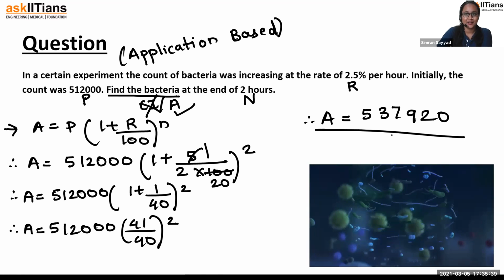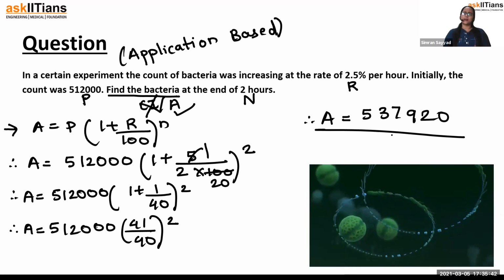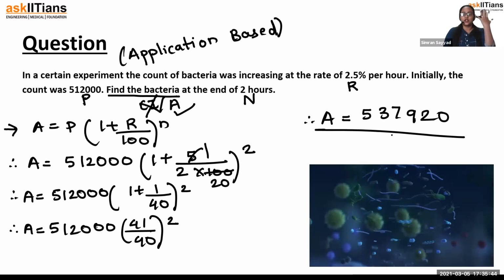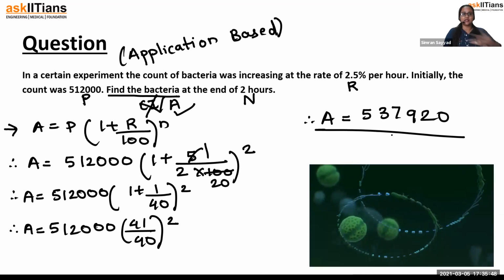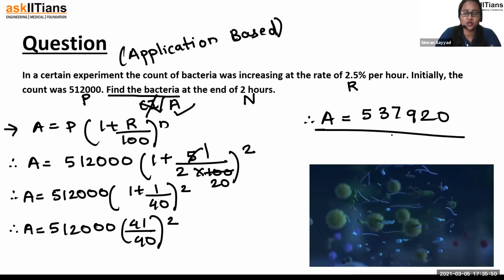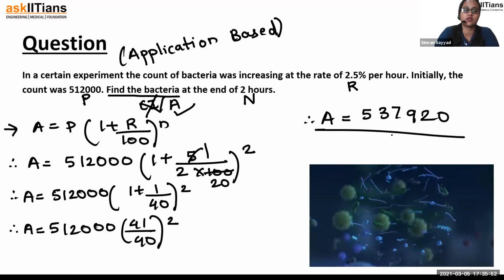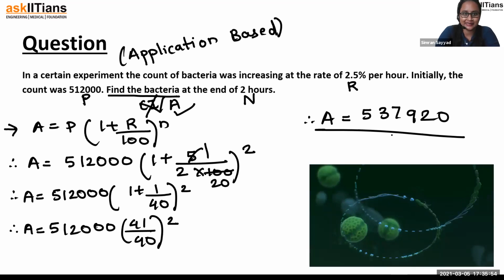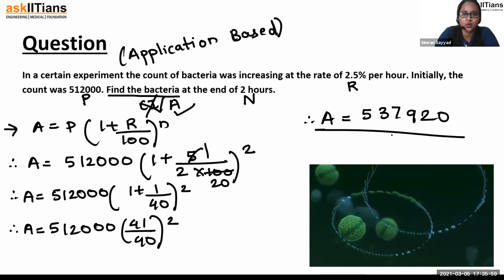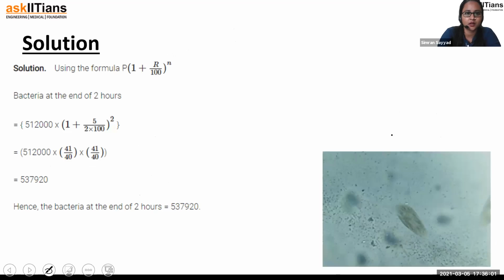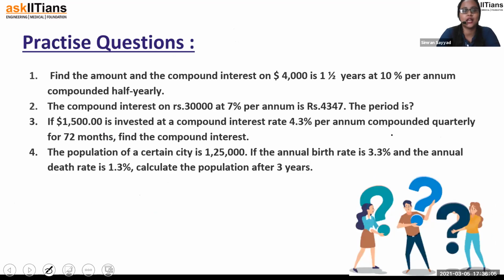So how do you recognize that this is a compound interest problem? Because you know by which rate it is increasing and for how many hours. You can correlate this with your basic compound interest formula and you can get it. You are not actually going to find compound interest here; you are supposed to get the amount. Okay, let us do some practice questions.